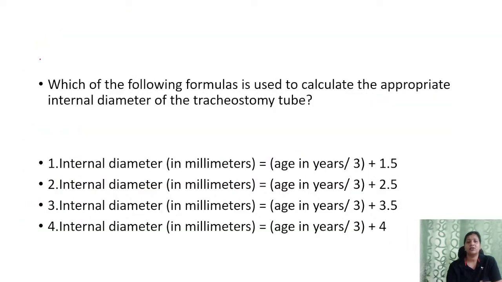Let's go to the next question. Which of the following formulas is used to calculate the appropriate internal diameter of a tracheostomy tube? Internal diameter is age in years by 3 plus 1.5, age in years by 3 plus 2.5, age in years by 3 plus 3.5, or age in years by 3 plus 4. What is the correct answer?